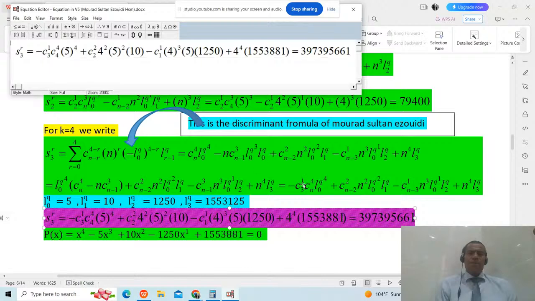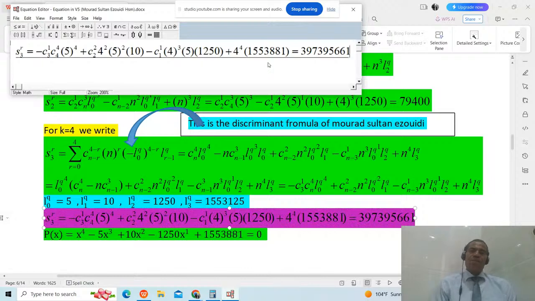Now, learners, I will just proceed. Negative 3 times 4, then 2 times 4 squared times 5, minus this one will be a combination, 4 minus 3 is 1. That's why it's written 1, 1, 4 cubed, plus 4 raised to the power 4 times the value.